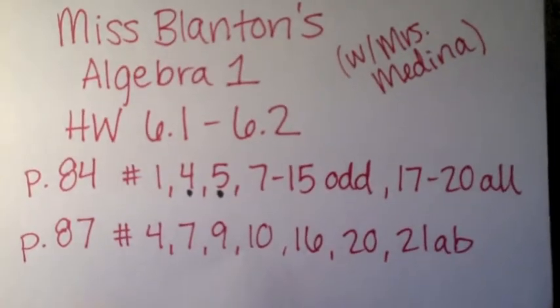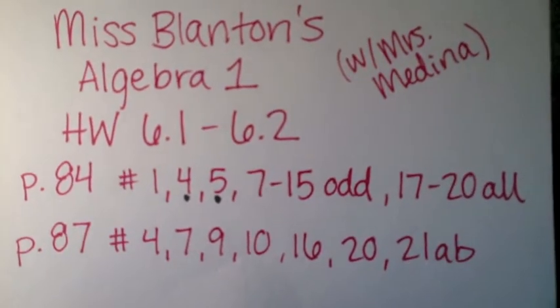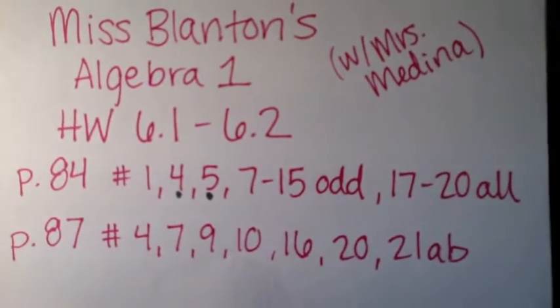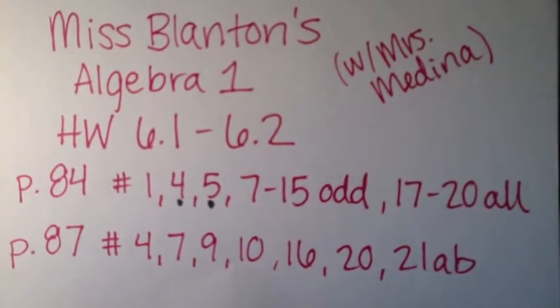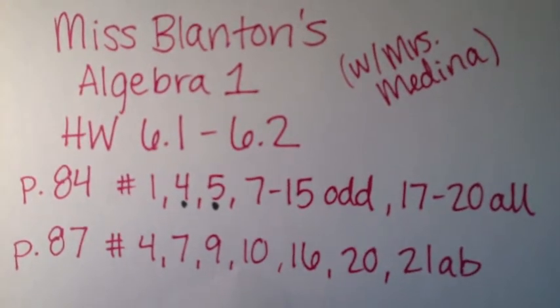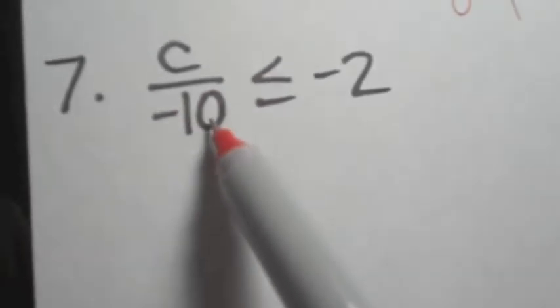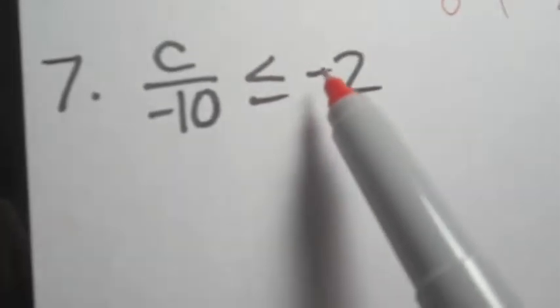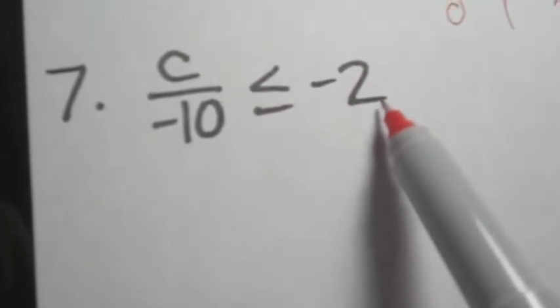This is part 2 of this homework assignment, and we'll be covering section 6.2, numbers 7, 10, 16, 20, and 21. Number 7: C divided by negative 10 is less than or equal to negative 2.